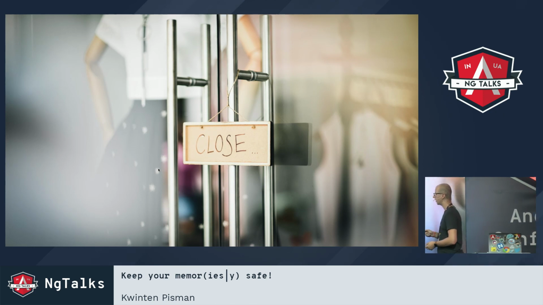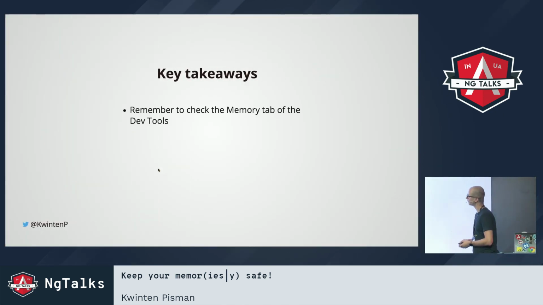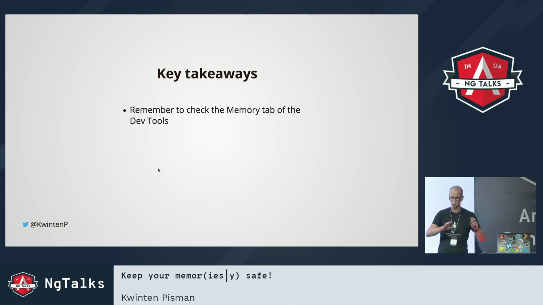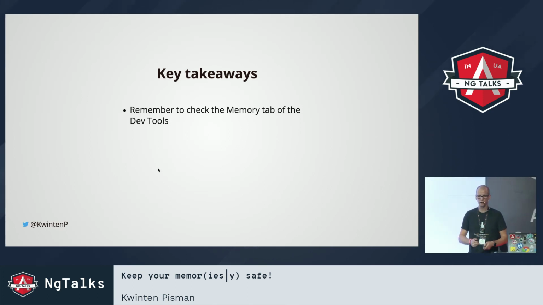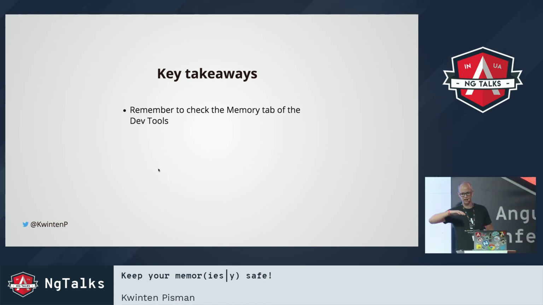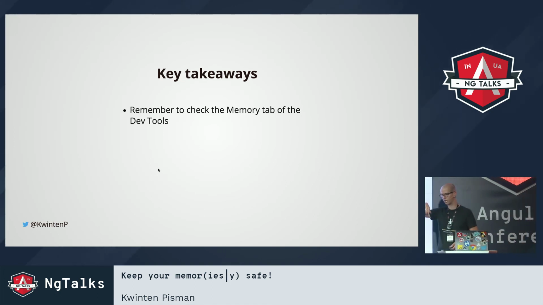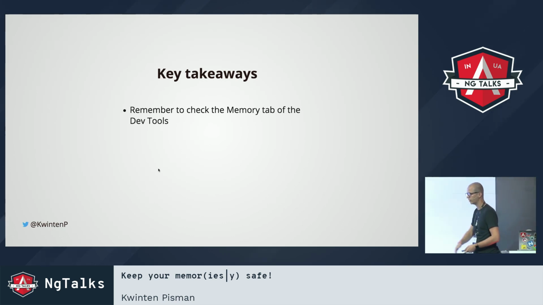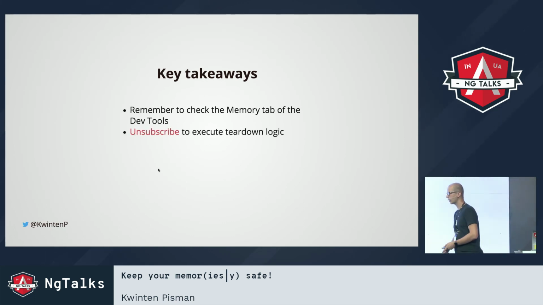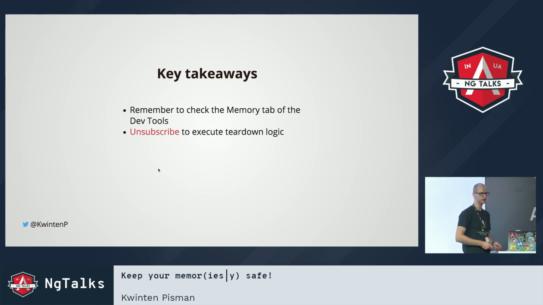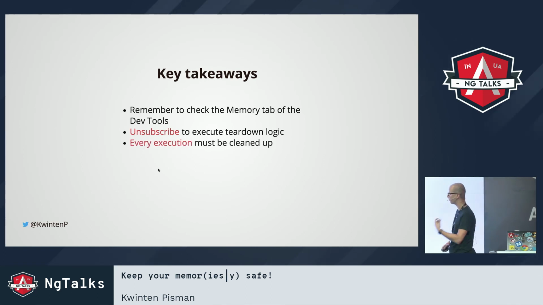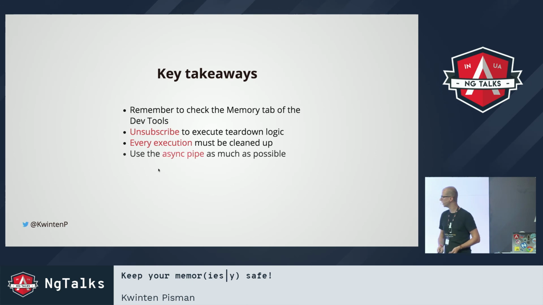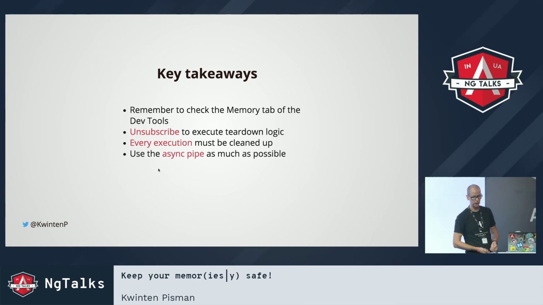So, some key takeaways from this talk. Remember to check the memory tab of the DevTools. I've shown it super briefly, but it's super easy to do. Play around with it, click around on your application, check if the memory usage is a zigzag that is going up, or if it's okay. Unsubscribe to execute the teardown logic. If you unsubscribe, there is no way that you can have a memory leak. Just unsubscribe, and it's really important to try to do that for every subscription, of course, but try to do that using the async pipe as much as possible.